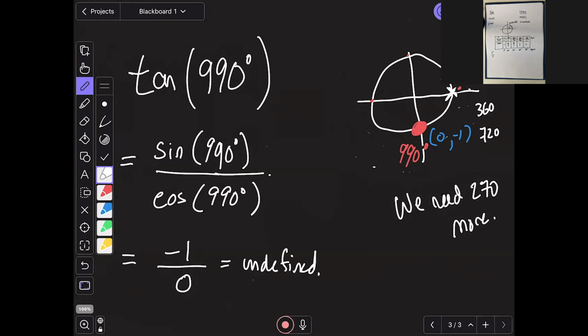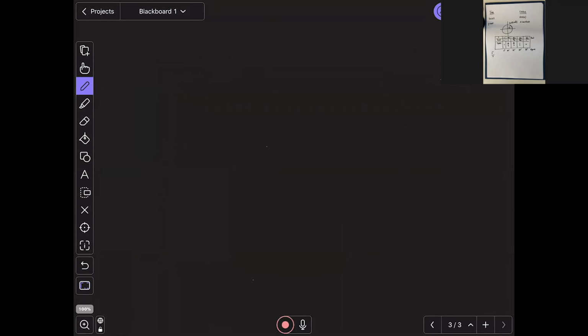So the next question that I have is, can you tell me when this would happen? If I think about this process, I have this special value over here that my tangent value was undefined at. So we might be able to figure out when tangent is going to be undefined. Here's a question: when is tangent undefined?